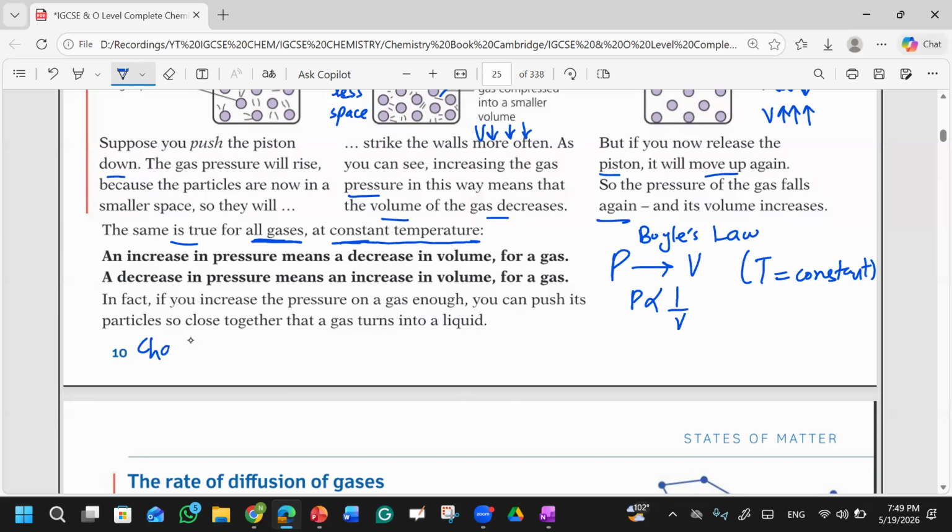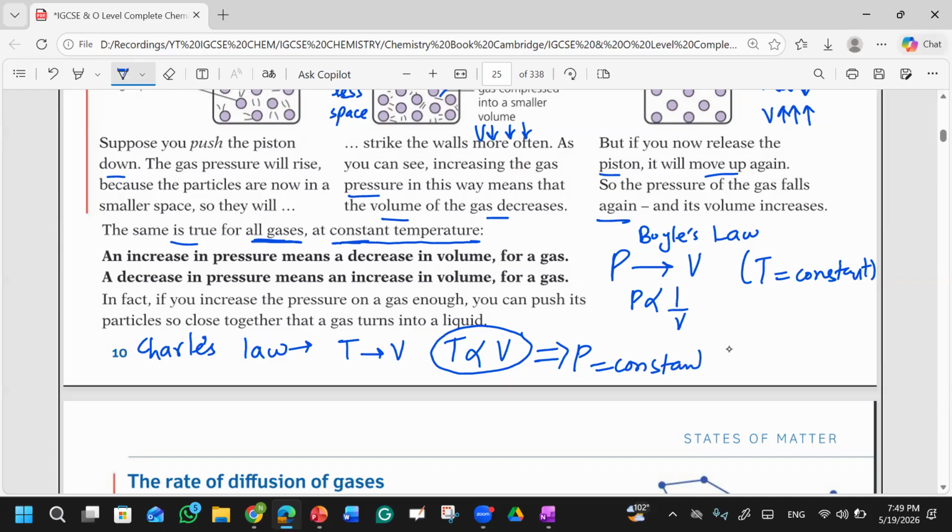And according to Charles' law, if you want to check the effect of temperature on volume, you know that temperature and volume are directly proportional, right? And you will keep pressure constant now. Clear? Don't mix these two things. These are two separate concepts, used separately. Do you have any question? Any confusion?